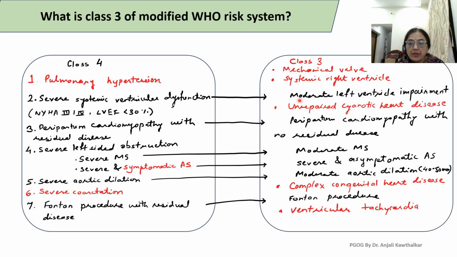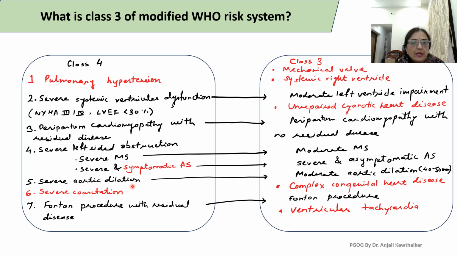So if you remember this way, it becomes easier. Otherwise, it is very, very difficult to memorize this modified WHO classification and reproduce it. But if you remember this way, there is some horizontal connection, it becomes easier for us to remember. Peripartum cardiomyopathy with residual disease we have seen is in class 4. Without residual disease is in class 3. If there is a severe MS, mitral stenosis, it is class 4. If it is moderate, it is class 3. Severe and symptomatic aortic stenosis is class 4. Severe and asymptomatic aortic stenosis is class 3.